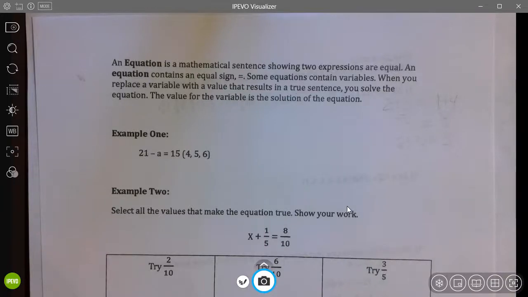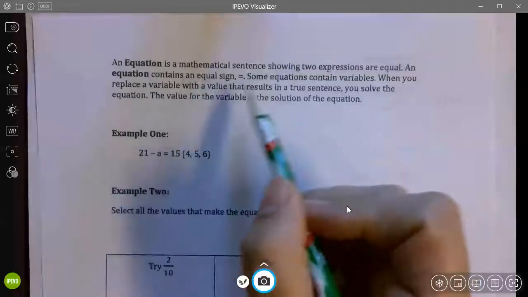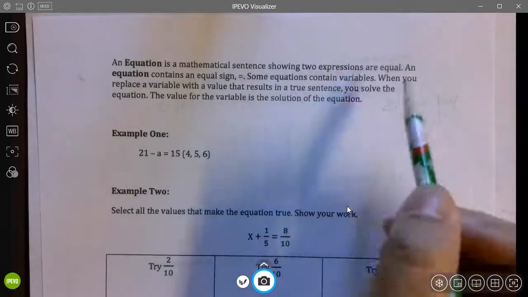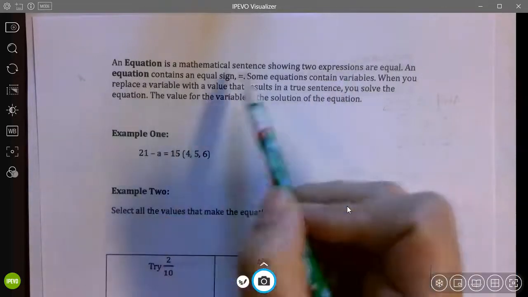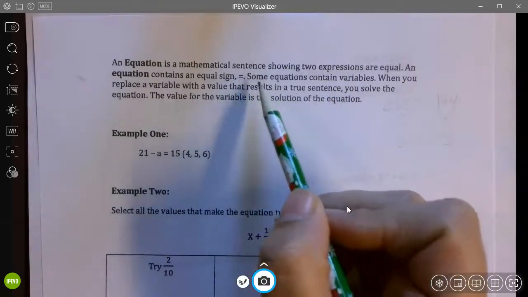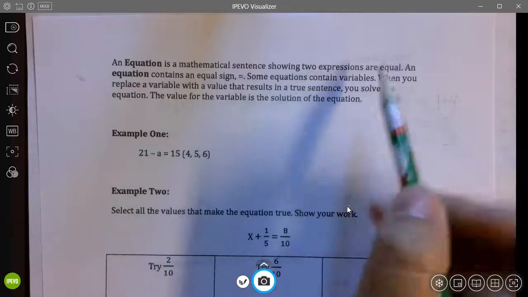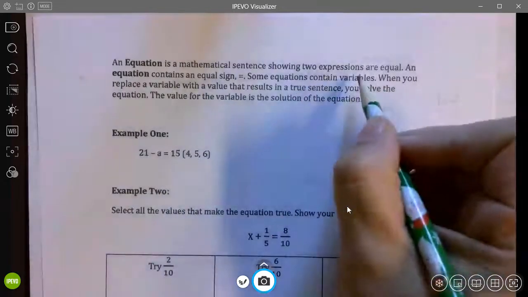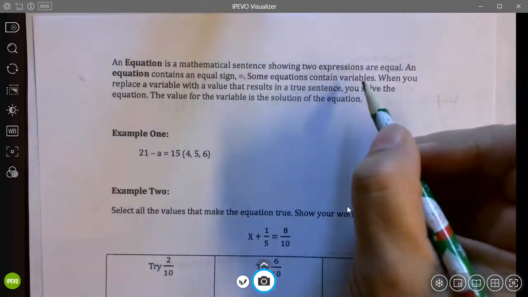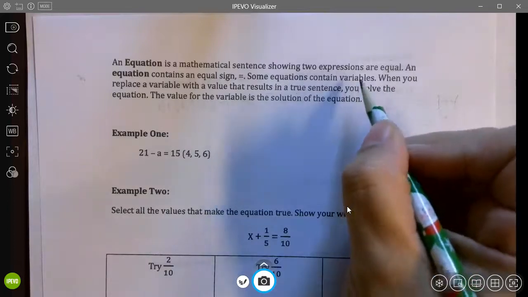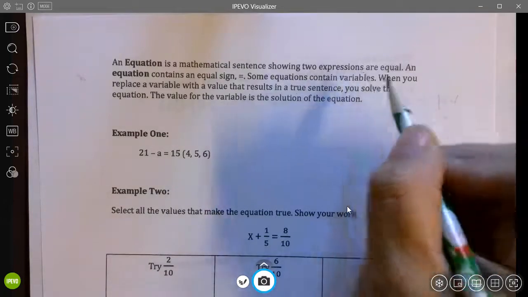Today we're going to talk about equations and their solutions. An equation is a mathematical sentence showing two expressions are equal. An equation contains an equal sign. Some equations contain variables, and when you're given the variable, it's a letter for a value we don't know. So that's why we need to find a solution.